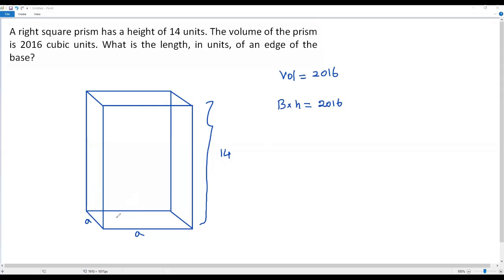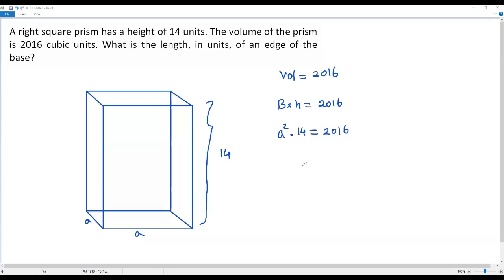Already we know that the base is a square. So to get the area of this base, that is a square, we have to multiply side by side. That is A times A, that is A squared. So A squared is the base area in this case. And the height is given, that is 14. We can plug in 14 for this H over here, equals 2016.